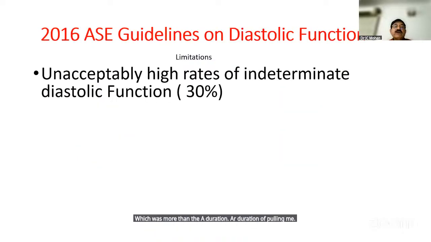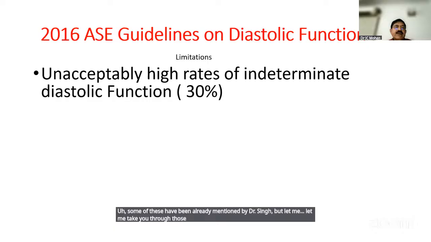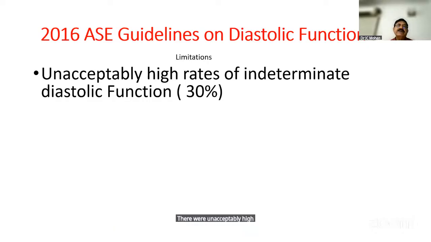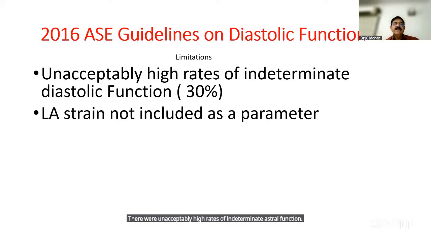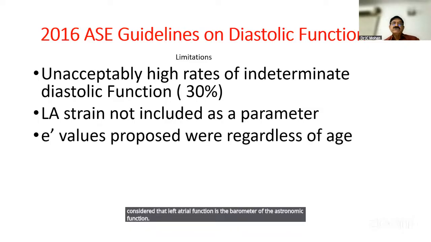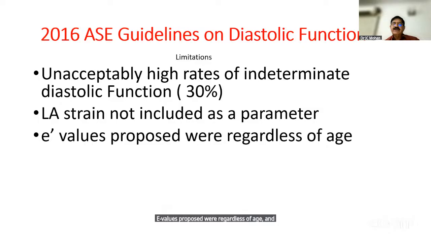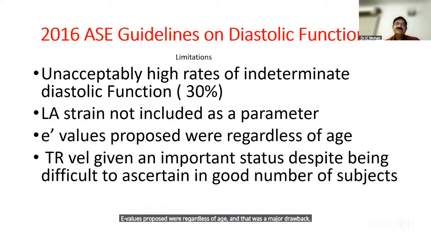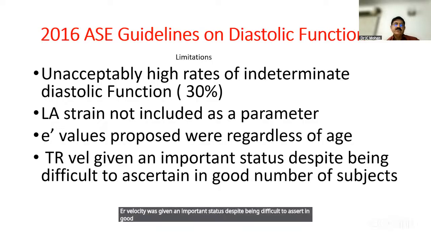Okay. So what were the problems with the 2016 ASE guidelines on diastolic function? Some of these have been already mentioned by Dr. Singh, but let me take you through those quickly. There were unacceptably high rates of indeterminate diastolic function, close to 30%. LA strain wasn't included as a parameter, although for long it was considered that left atrial function is the barometer of diastolic function. E values proposed were regardless of age, and that was a major drawback. TR velocity was given an important status despite being difficult to ascertain in a good number of subjects. And we are aware of that.